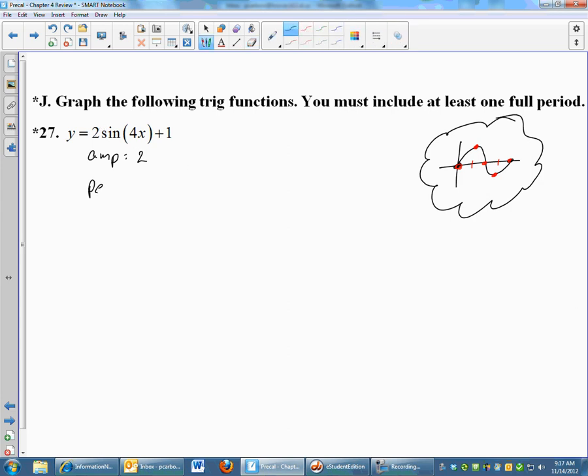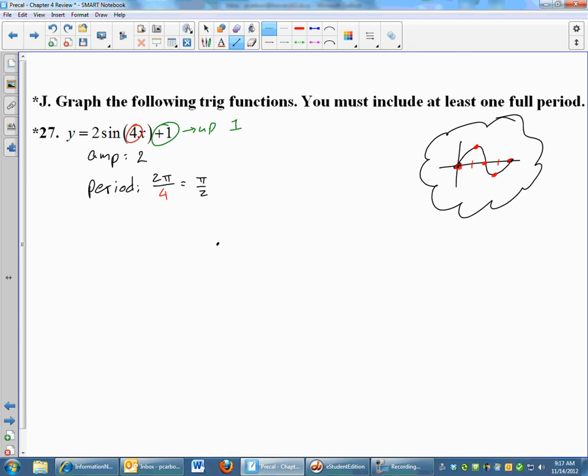My period is 2 pi divided by the coefficient of x. And in this case, that's 4. So 2 pi divided by 4, and that reduces to pi over 2. And then the plus 1 means we're going to shift up 1. And when I have a vertical shift for sine or cosine, I actually like to do that first.